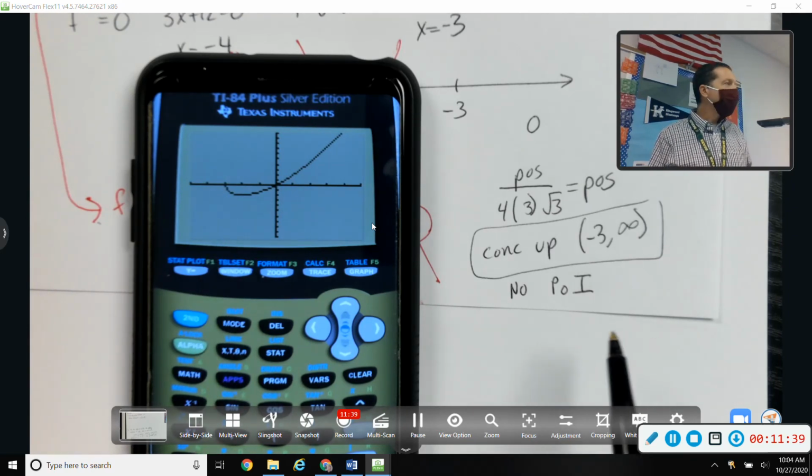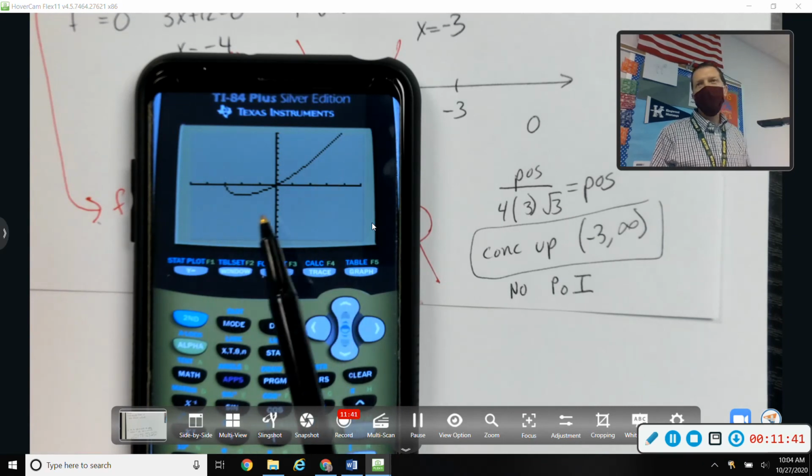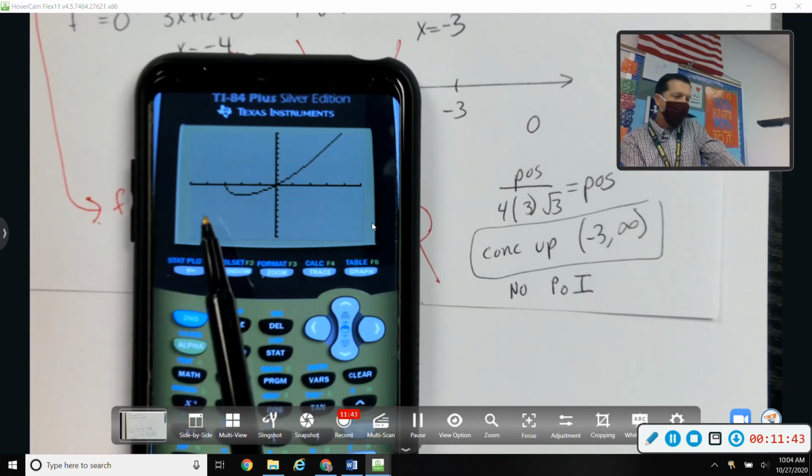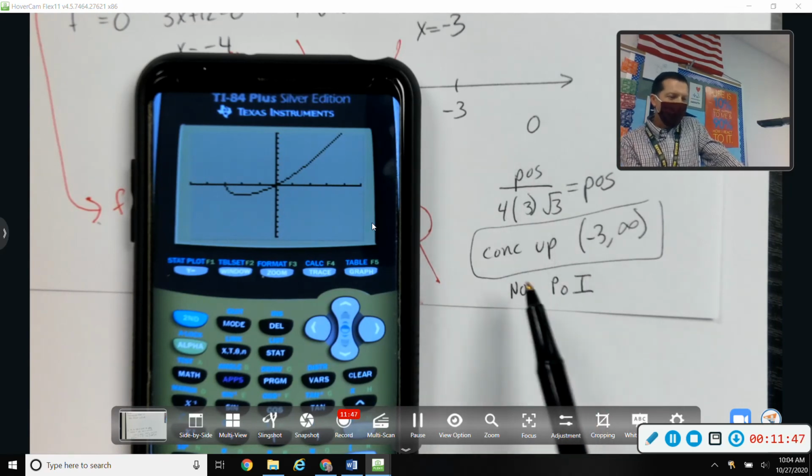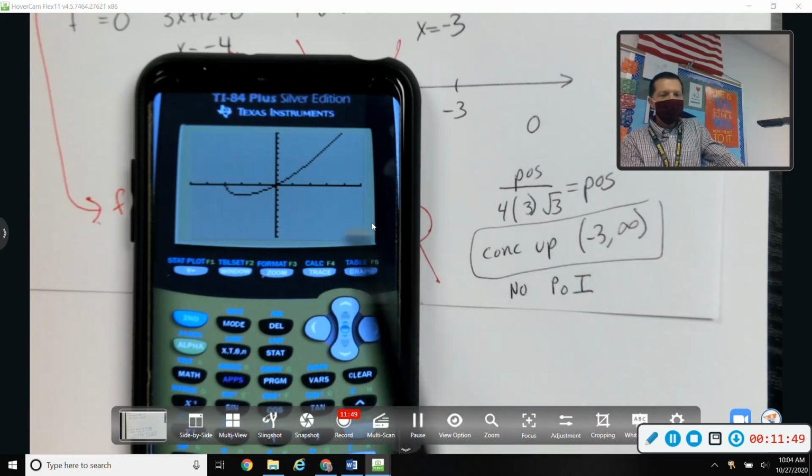So again, you want to always have a calculator, but you can use it. It wouldn't have helped you. I mean, it might have helped you a little bit on this problem, but really the only help is kind of verifying your answer.